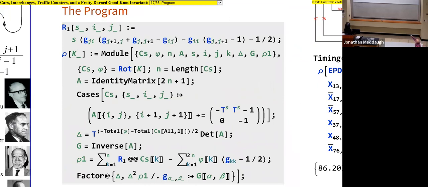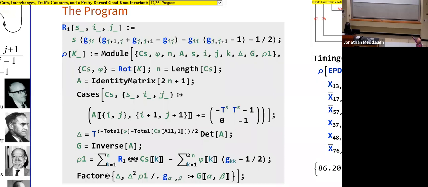So first of all, R1 of a sign and index I and S index J is given by this formula. And you've seen this formula before. It's the same formula. Then rho of a knot K is a module with some local variables. The first thing you do is you call rot K, and rot K returns a list of crossings and a list of rotation numbers. Then you let A be the identity matrix, and for each crossing, which looks like an S, I, and a J, you add to the matrix A in rows I, J, and columns I plus one, J plus one, this matrix, the Burau matrix, again, you've seen it before.